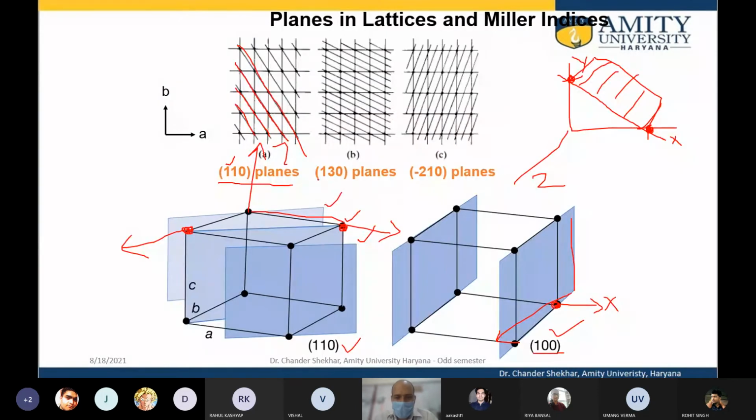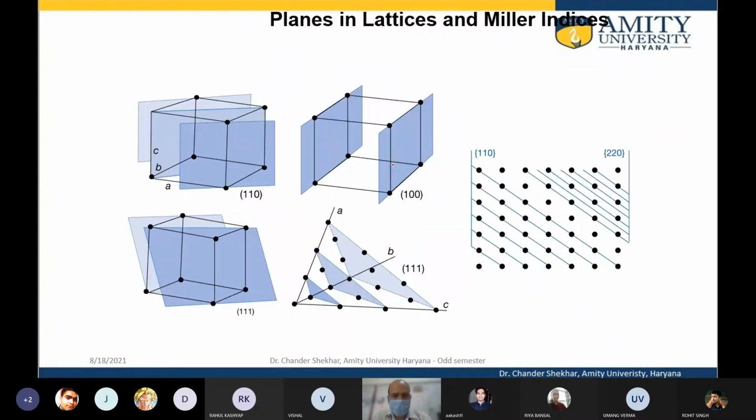Some have, say, the 130 plane, or the minus 210 plane, that is 2 bar 10 plane. This represents the intercept of the plane along the negative axis. There are some other examples.